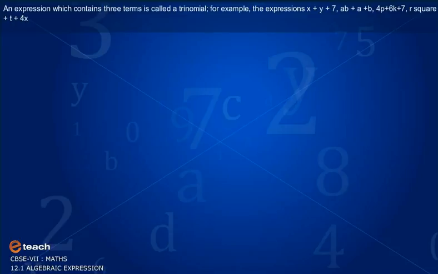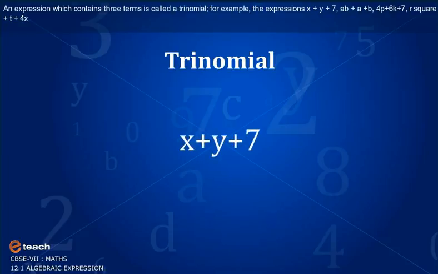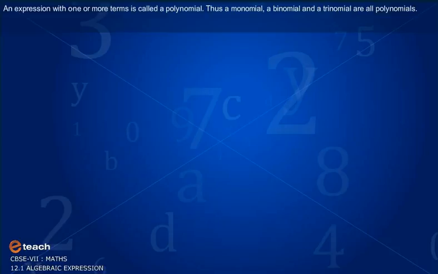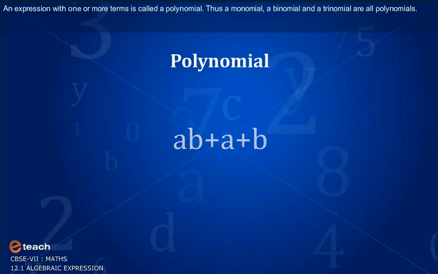An expression which contains three terms is called a trinomial. For example, the expressions x plus y plus 7, ab plus a plus b, 4p plus 6k plus 7, r square plus t plus 4x. An expression with one or more terms is called a polynomial. Thus, a monomial, a binomial, and a trinomial are all polynomials.